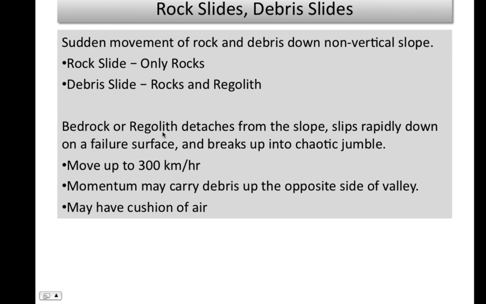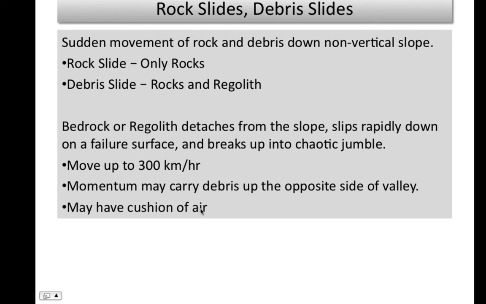Now, bedrock or regolith detaches from the slope, slips rapidly down a failure surface, and breaks into a chaotic jumble, right? So these can move quite rapidly, up to 300 kilometers per hour. Momentum may carry debris up the opposite side of the valley, on a cushion of air.